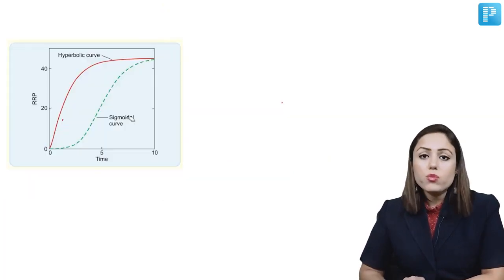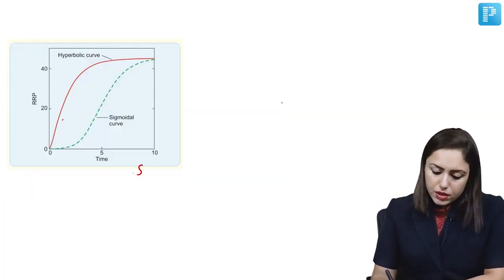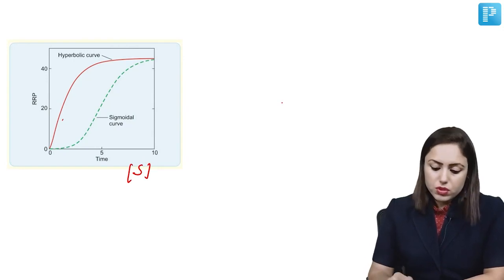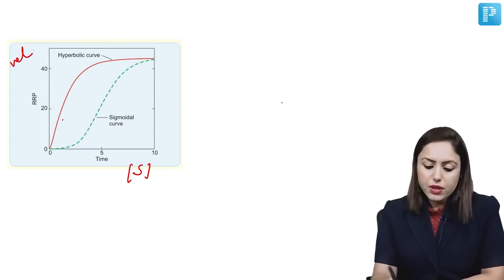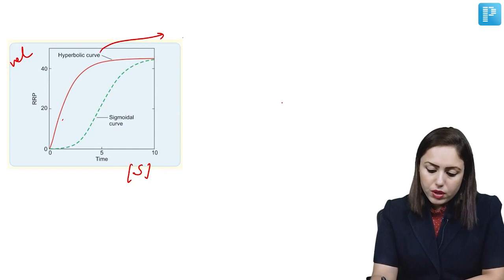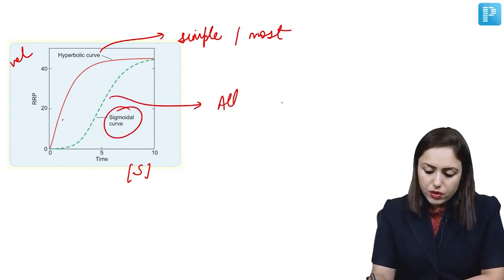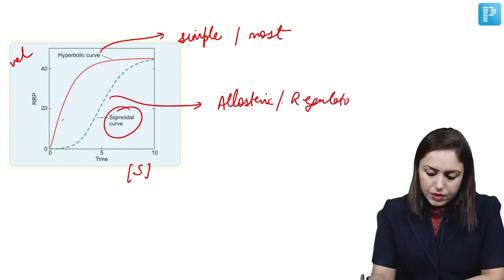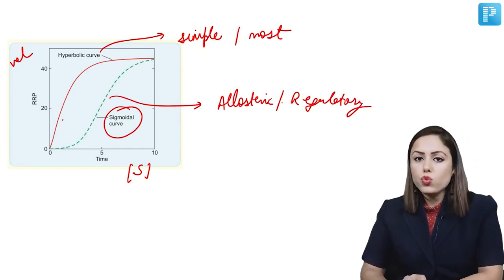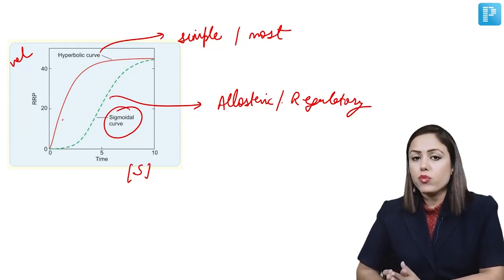Okay, then one of the enzyme graphs, the graph between substrate concentration and velocity. The rectangular hyperbola graph is for simple enzymes, which are most of the enzymes. The sigmoidal graph is for allosteric or regulatory enzymes. Okay, do watch the video on enzyme kinetics where I have covered all other enzyme graphs also.